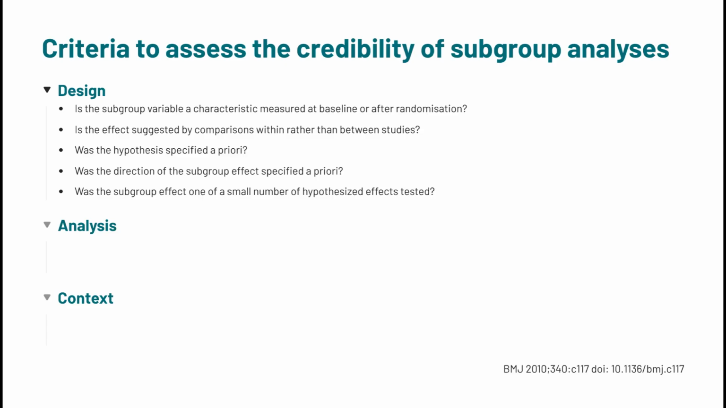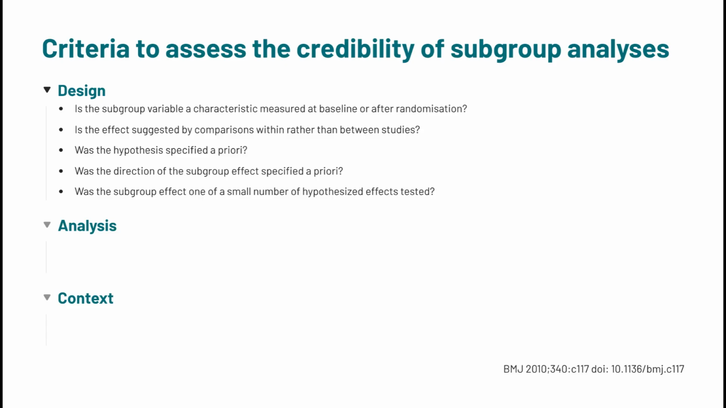Credibility rises when the subgroup and its rationale appear in the protocol or statistical analysis plan before data lock. If it surfaced after peeking at results, treat it as exploratory. The fourth question asks, was the direction of the subgroup effect specified a priori? It's stronger to say who you expect to benefit and why beforehand. "Older adults will benefit more due to X mechanism" is far more credible than "we'll explore age and see what happens."